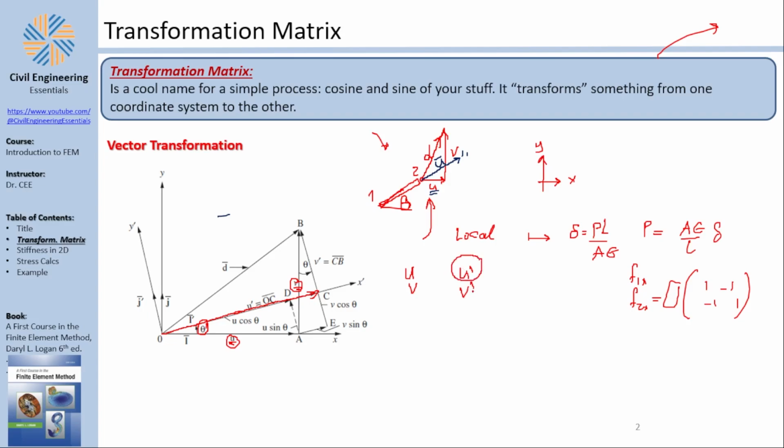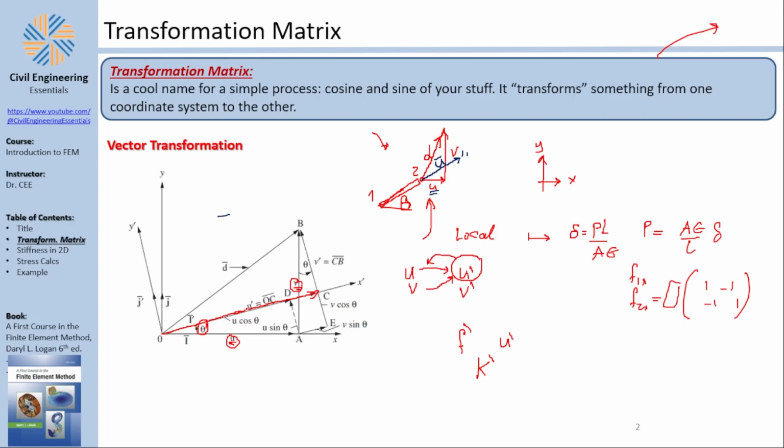Also notice that in this lecture, we are going to put a little prime on everything that is local. For example, if I put f with a prime, then this is local f. If I put u with a prime, then this is local u. If I put k with a prime, this is the local stiffness matrix, because now we have to differentiate. So today I'm going to focus on how to find u dash from u and v. And if you know this, you can also do this entire process vice versa.